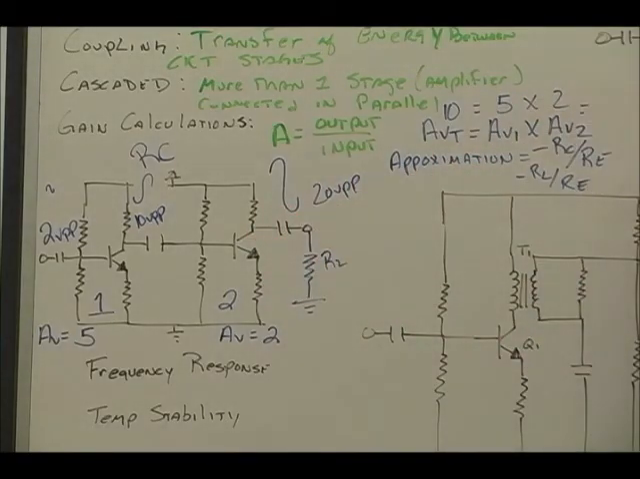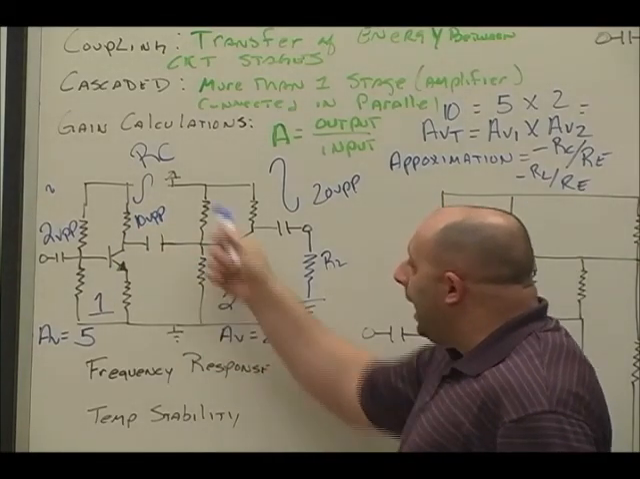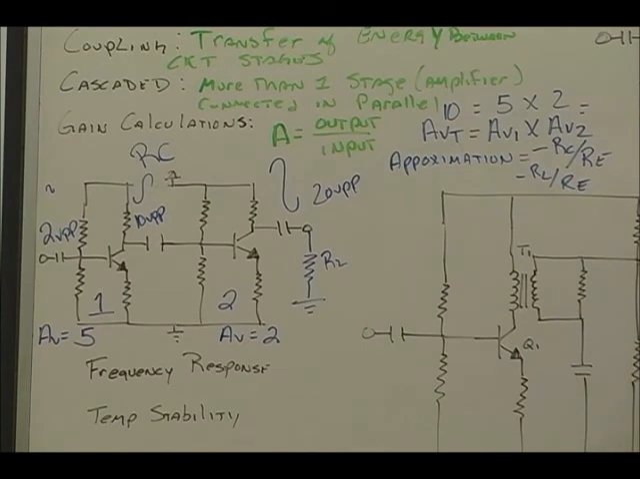There were 3 different circuits we talked about. Different types of circuits we can use to couple our signal from our input between the stages to our output. First one was this RC coupling. And how do we know? There's a capacitor linking the 2 stages together.